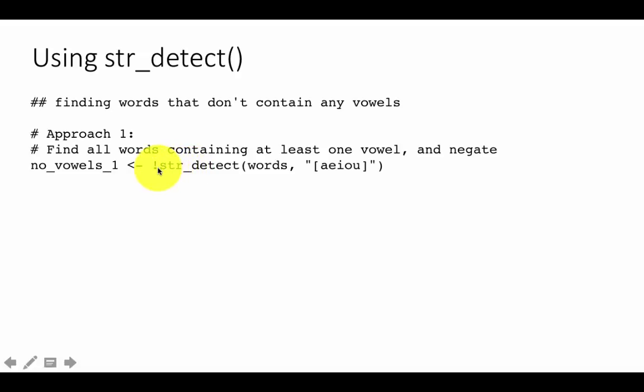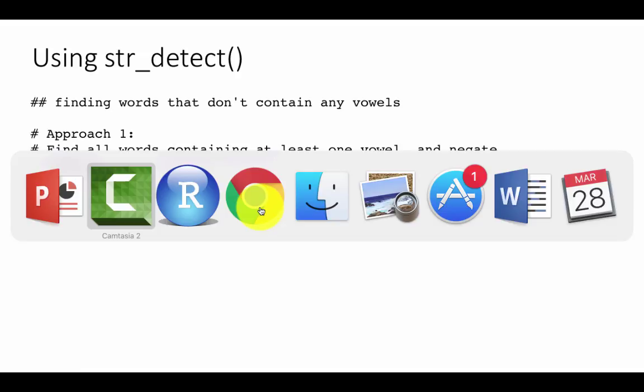Now it's a simple matter for us to reverse that by saying not of this. So whatever is true will become false, whatever is false will become true. And then we can say words of no_vowels_1. That will give us only those words which contain only non-vowels, because we took the words that contain at least one vowel and then inverted that Boolean vector by saying not. So now when you subset words with that, we've got only words that are made up of only consonants.